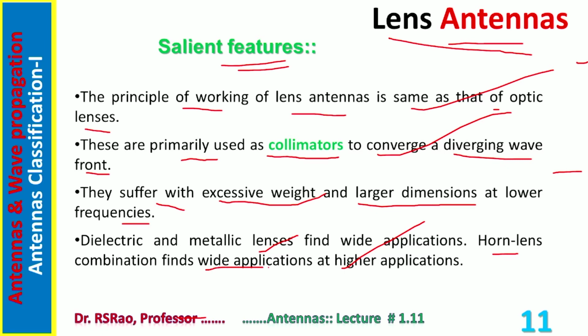Horn lens combination finds wide applications at higher frequencies. Lens antennas, these are used at microwave frequencies. Their operation is similar to optical lenses.